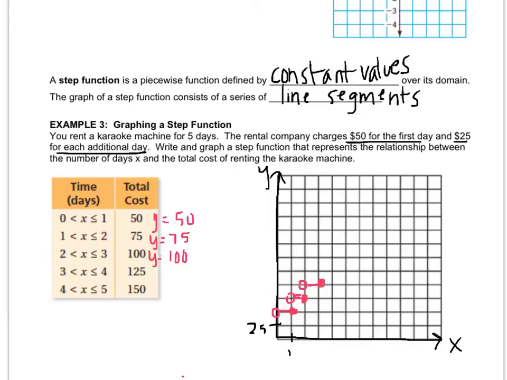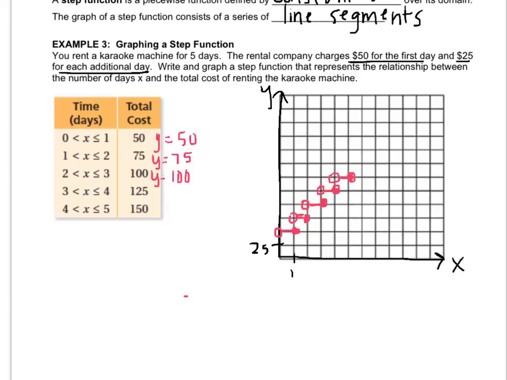So I've got 3 to 4, and 4 to 5. Make sure you have your open circles. Write a graph, a step function that represents the relationship.